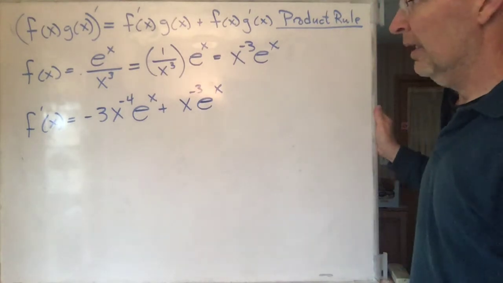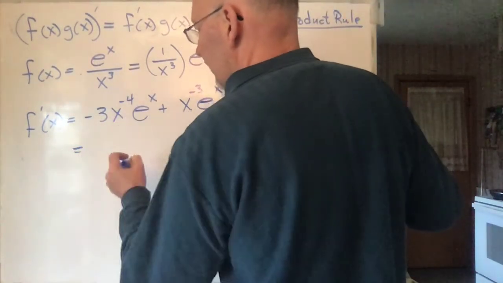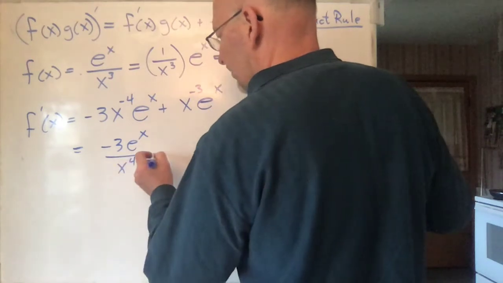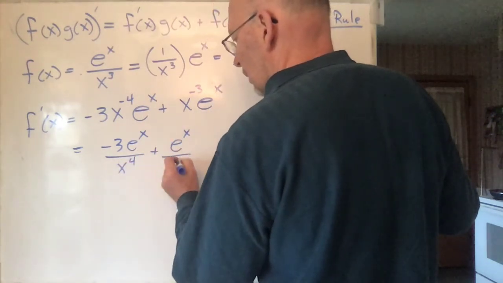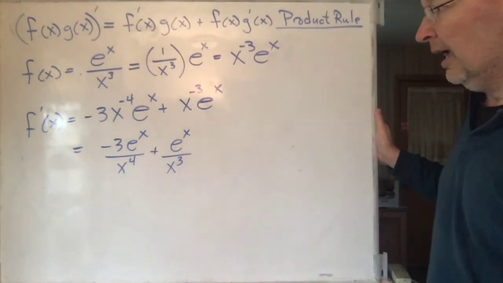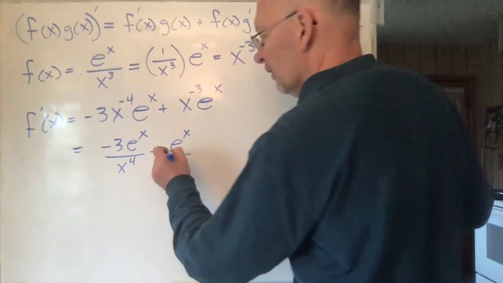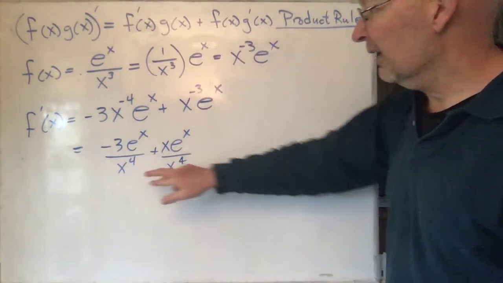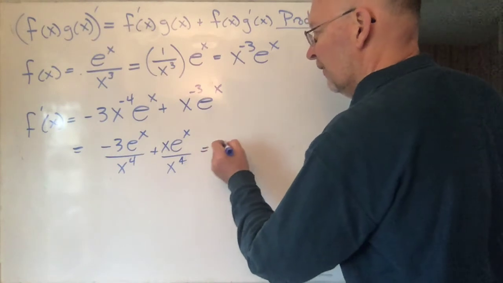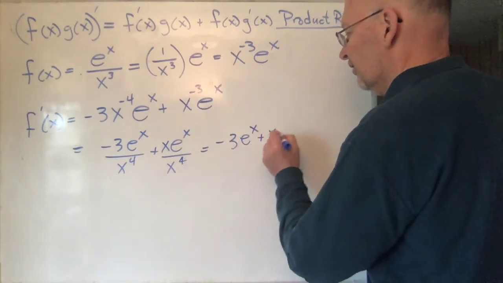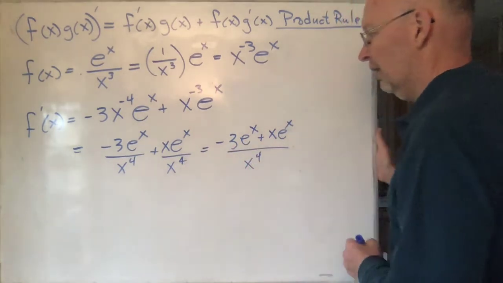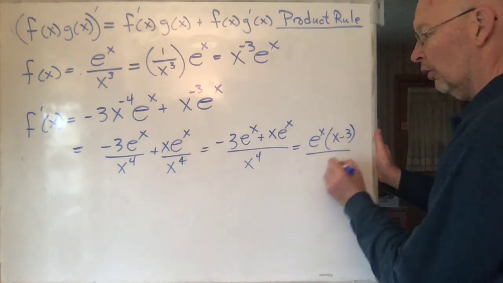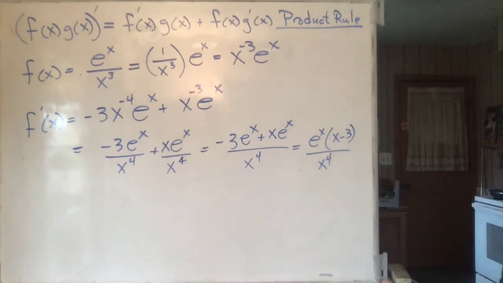So you get that. So you can leave it like that, or again, I don't like negative exponents myself. I like to put them down in the basement. It's easier to see what's going on. And then you could either leave it like that, or I would prefer it like this. I will multiply both the top and the bottom by a power of x. And now that I have that, I can combine this as one fraction. So I have negative 3 e to the x plus x e to the x all over x to the fourth. And then I can factor the e to the x out in front, and I'm left with x minus 3 all over x to the 4th. Okay, so there's my final answer.